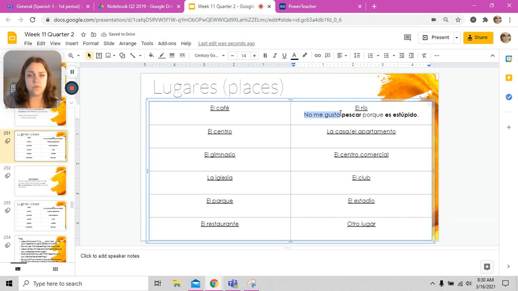So no me gusta, I don't like. Pescar, to fish. I don't like to fish. Porque, because. Es estúpido, it is stupid. I don't like to fish because it is stupid at the river. So if everybody were to write a sentence just like this, the words in bold are the things that you would take out, that you would replace. I personally don't like to fish at the river, but instead I just like to sit there and spend time with my friends, okay?